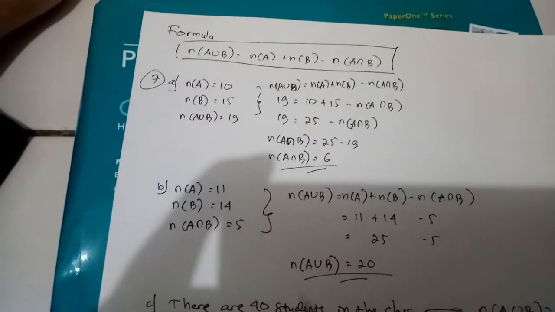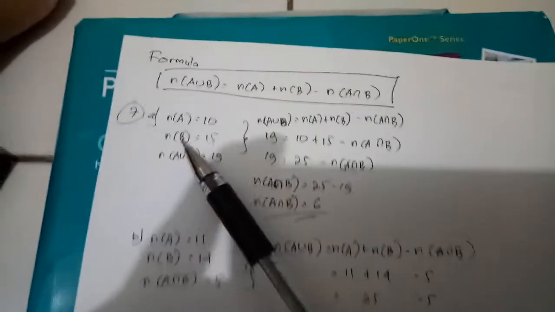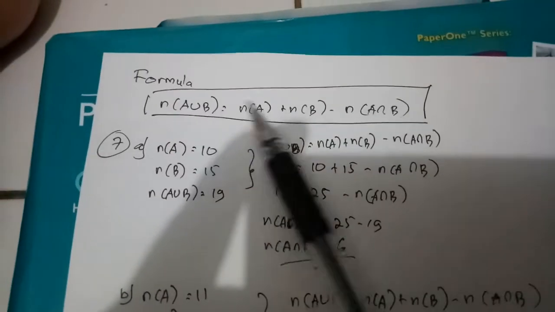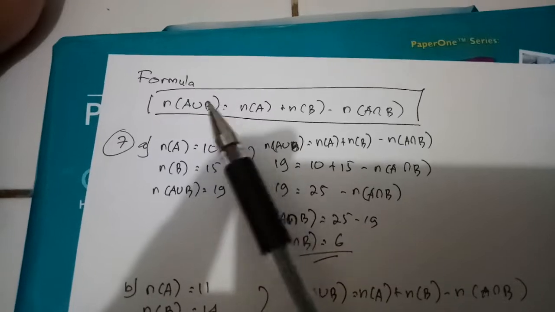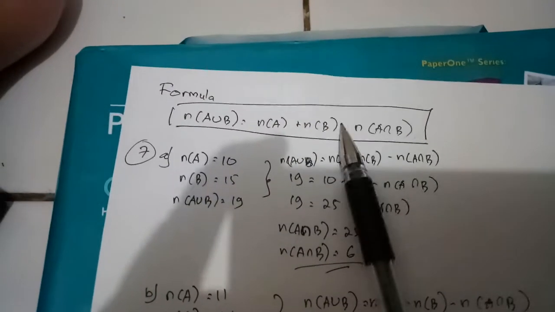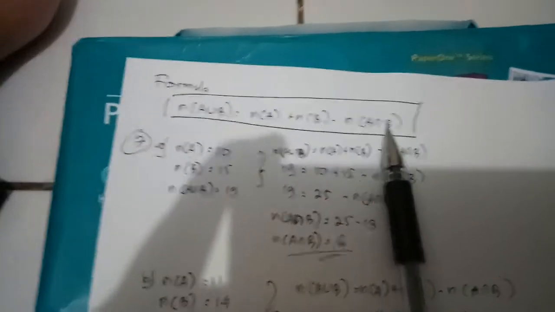Okay guys, so for number 7. What you need to understand is you have this formula here, right? Just remember this formula: n(A union B) equals n(A) plus n(B) minus n(A intersection B).